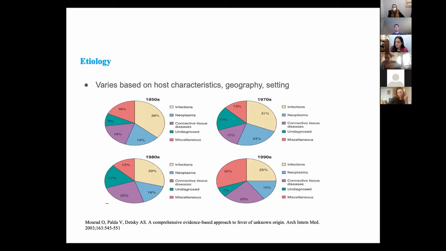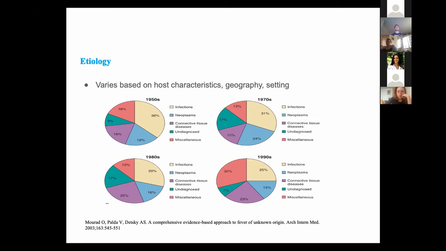So as far as etiologies, this is older data, and these excluded any patients with immunocompromising conditions, HIV, pediatrics, obviously, and this was only done in Asia and the Americas. So Africa and Europe were sort of left out of these cohorts. But infection has always predominated.